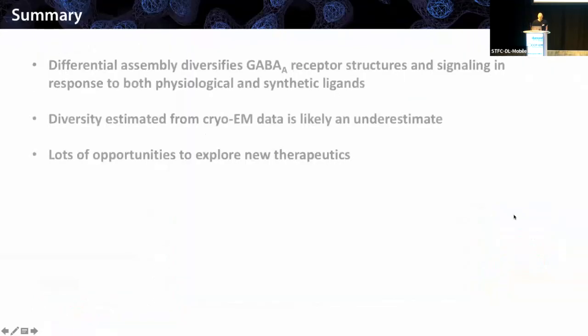So with that, just to quickly summarize, I hope I convinced you that this process of differential assembly diversifies signaling in response to GABA and other neurotransmitters, and to both physiological and synthetic ligands. And this diversity that we estimate from cryo-EM is likely an underestimation. And there are obviously now lots of opportunities to develop new therapeutics, not only because we identified many receptor species, but also because it's likely that you can use combination therapies to target ensembles of receptors.